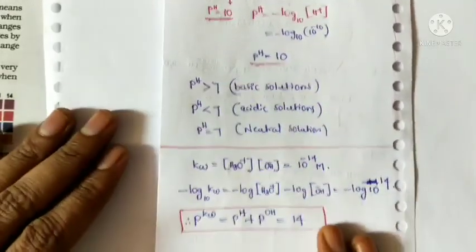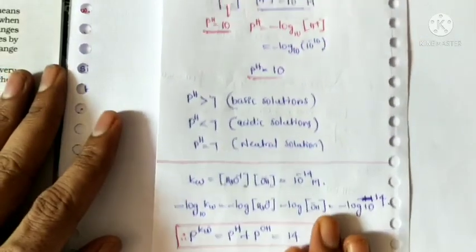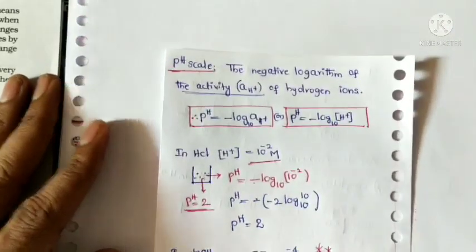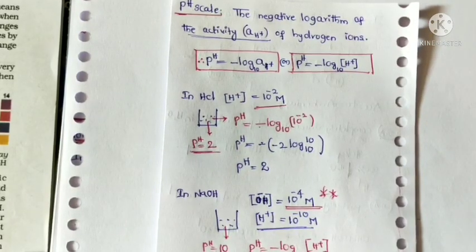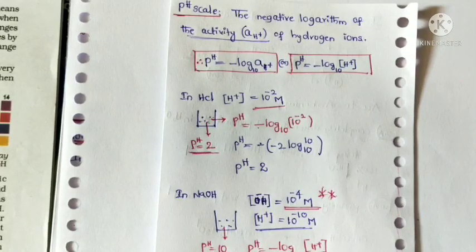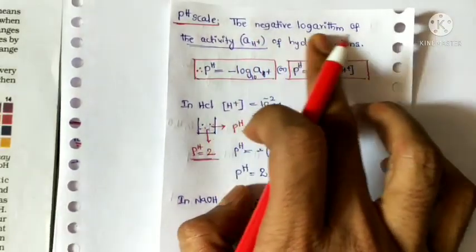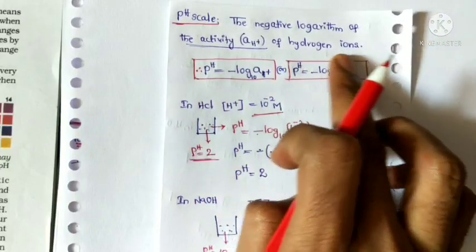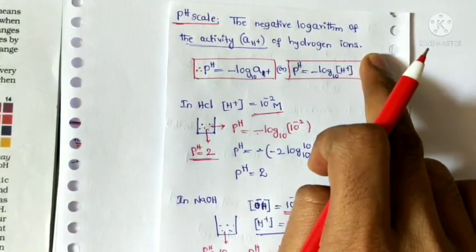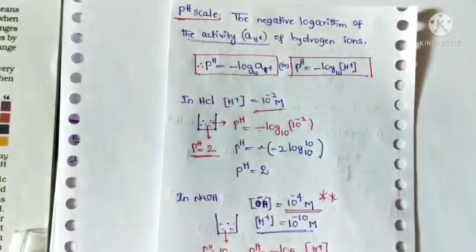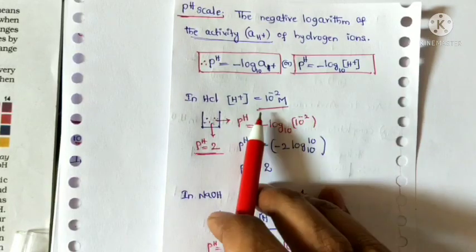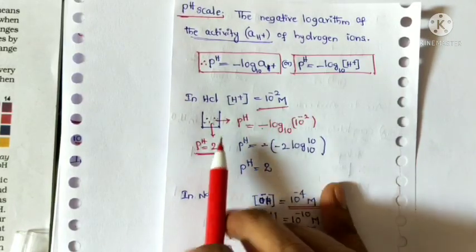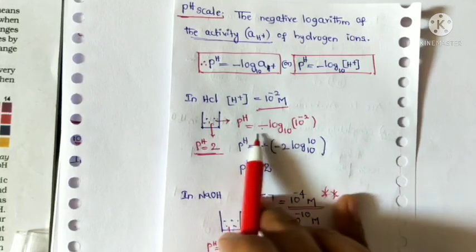So this is the information about the pH scale. The pH scale was introduced by Sorensen to conveniently express the concentration of H plus ions. The negative logarithm of the activity of hydrogen ions or hydronium ions is called pH. If the molarity or concentration of H plus ion is given, we find the pH by using a simple principle.